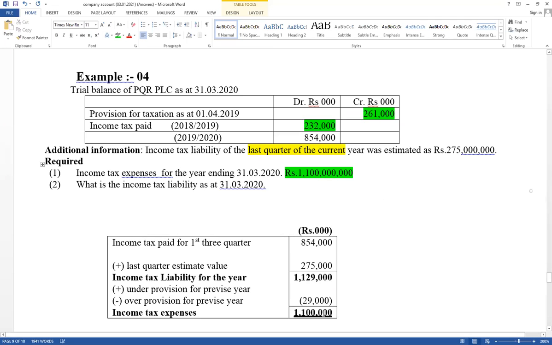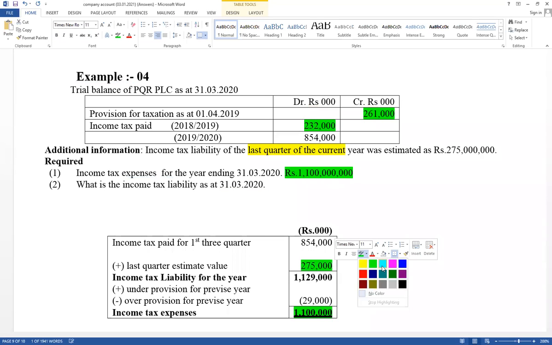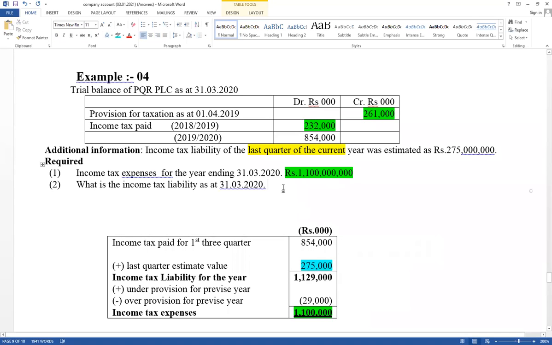And as a liability, you have to consider only the last quarter estimate value. Therefore, last quarter estimate value equal 275,000. It has given. Therefore, rupees 275 million. This value should be included under current liability as income tax payable. There are 2 marks available for income tax. This is a legal requirement.